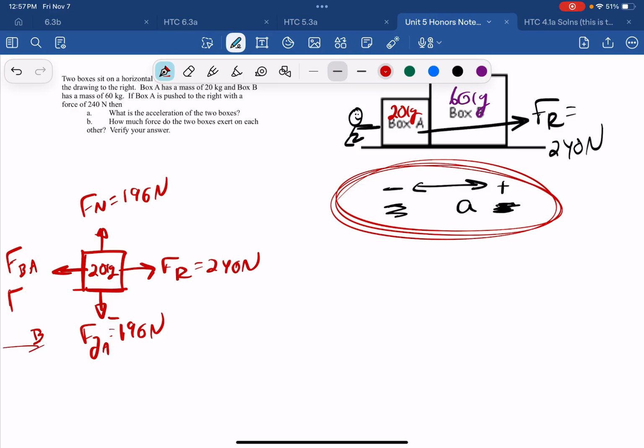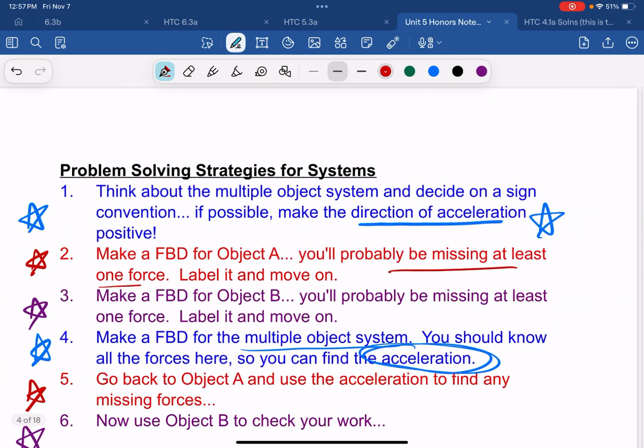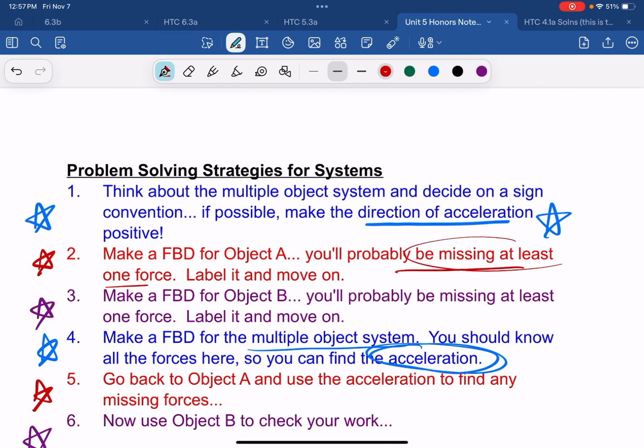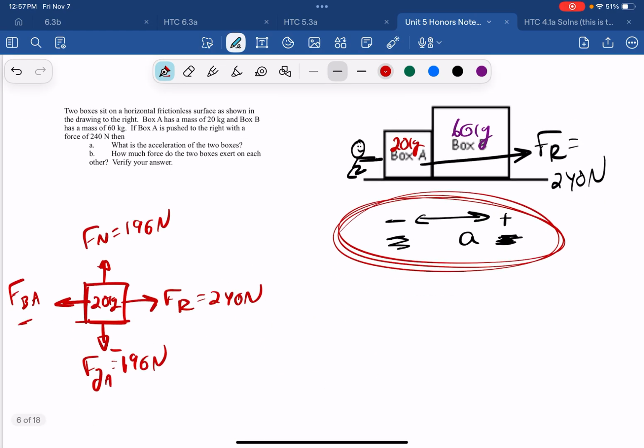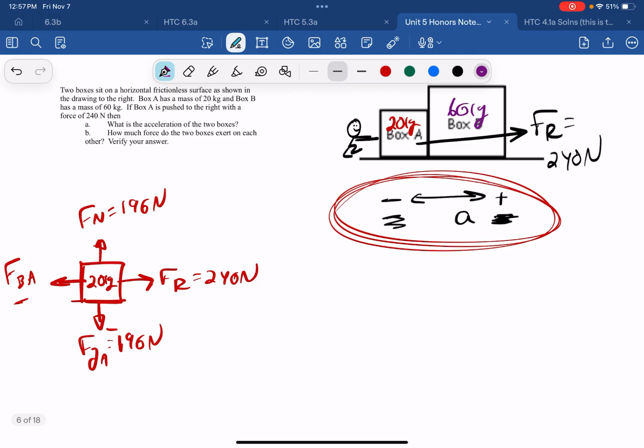Now, the other thing is I don't know what that force is. This is what I was saying back here, that you'll be missing at least one force. Well, there we go. In this problem, we don't know what this force of B pushing A is. So I'm kind of stuck. So now what I'm going to do is move on to box B. So here's box B.